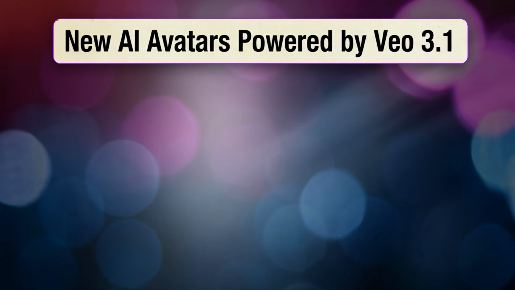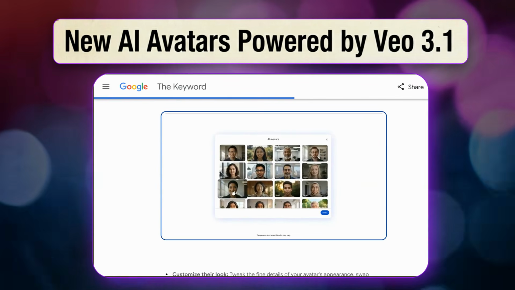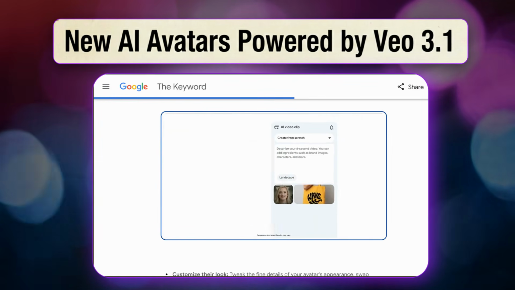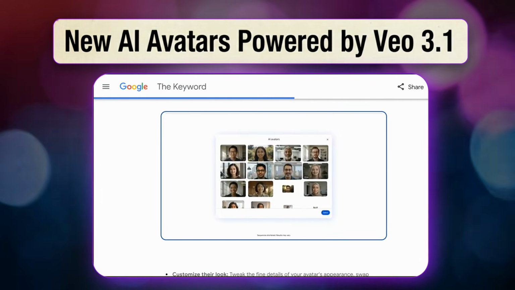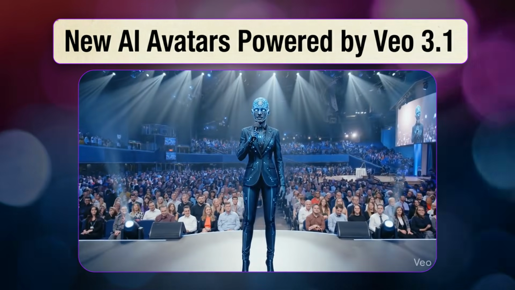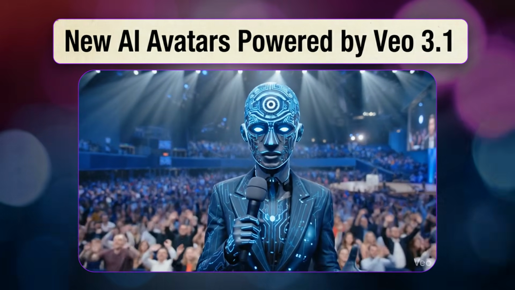New AI avatars powered by Veo 3.1 let Pro and Ultra users direct characters in scenes. Your avatars can interact with uploaded objects, and you can customize looks, outfits, and backgrounds while keeping voice and identity consistent across clips.